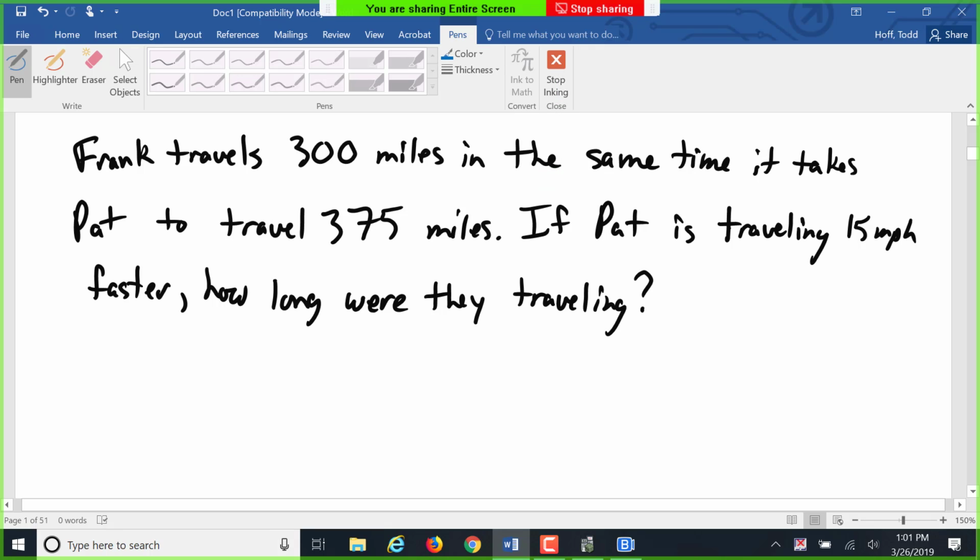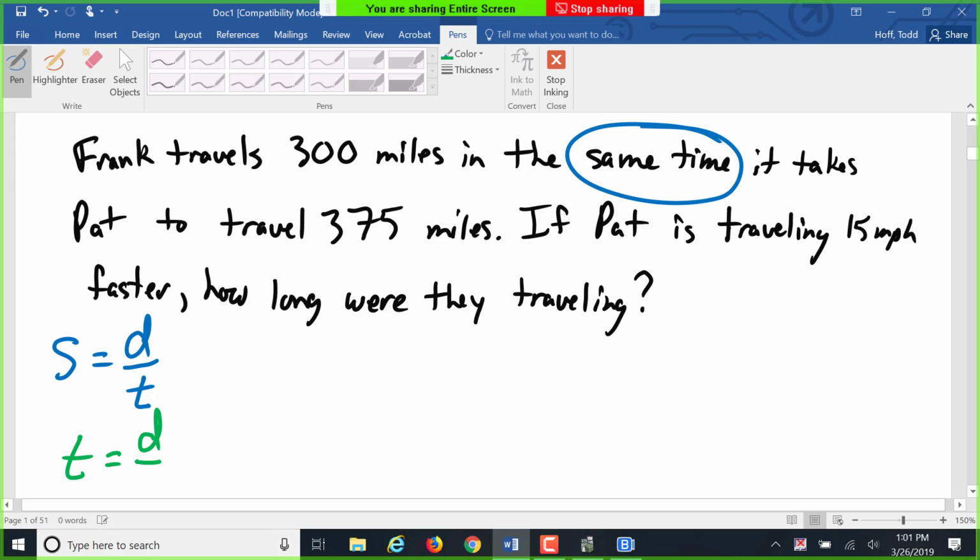So again, we're looking at rates here. When we look at speeds, in this case, miles per hour, that speed is equal to a distance divided by time. But here what we're equating is not speeds, what we're equating is time. Same time. So if I rearrange that formula, time is equal to distance divided by speed. That's what in this problem is going to be equal. Frank's time has to equal Pat's time.